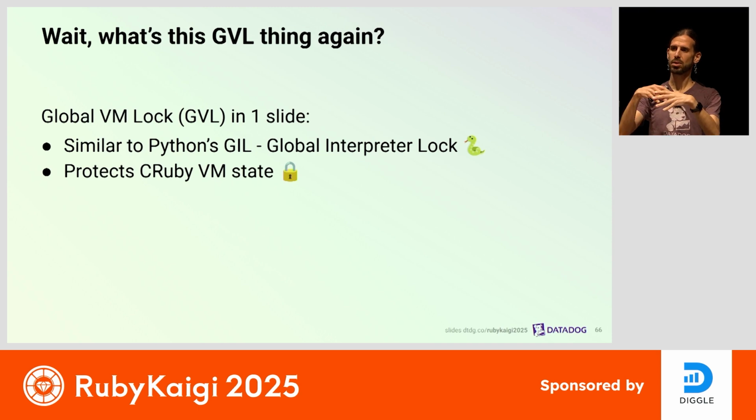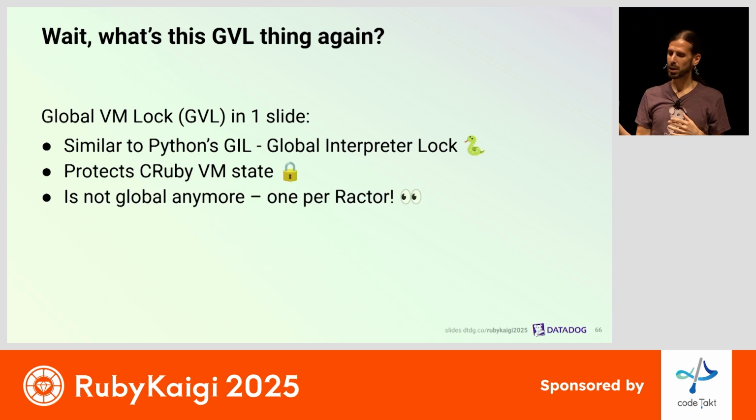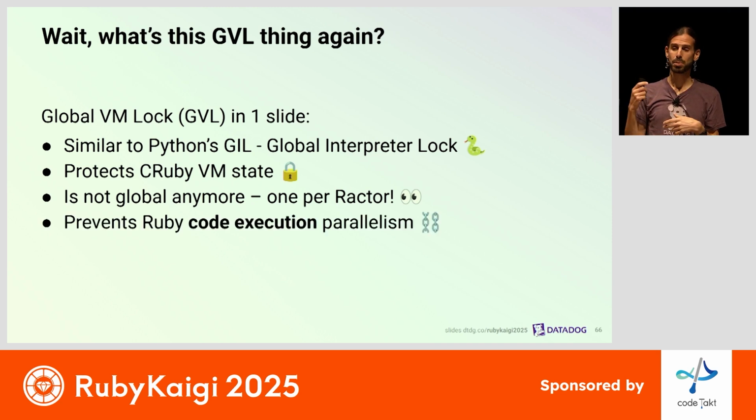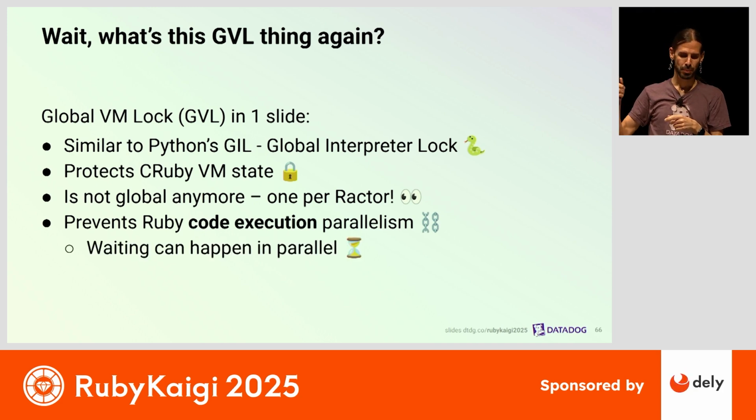It's something inside the Ruby VM that protects the VM state. It's actually not global anymore. If you're using multiple ractors, you will have multiple GVLs. But if you're not using ractors in your application, you will only have one. So you're back to having one. And it prevents Ruby code execution parallelism. It means that multiple Ruby threads cannot be executing Ruby code in parallel at the same time. But waiting can happen in parallel. So if you're doing a bunch of calls to the database and a bunch of network calls, this is fine. The GVL only prevents running multiple threads of Ruby code at the same time.